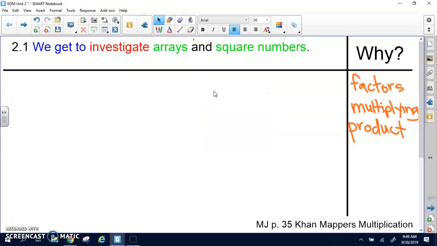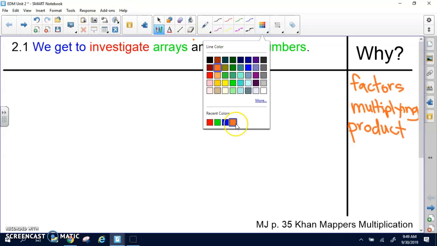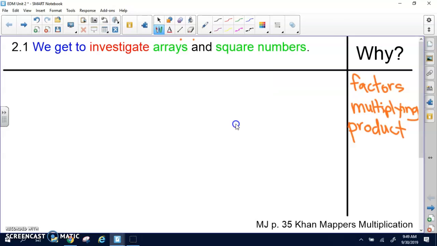Okay, arrays. A couple of things that you really need to know about arrays. If you're going to make an array, it needs to be all lined up. This is an array of 12, right? Do you see how all my dots are lined up here? You see this direction as well? They're all lined up, right?